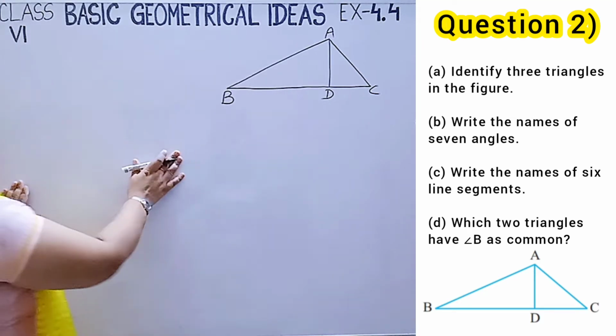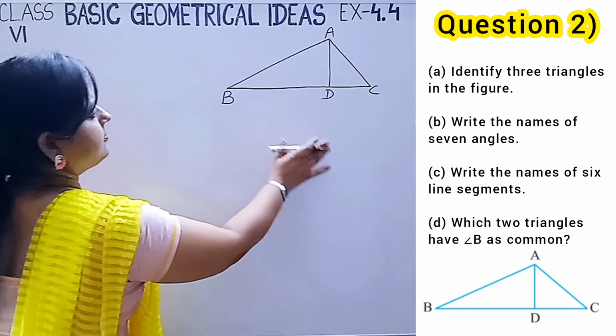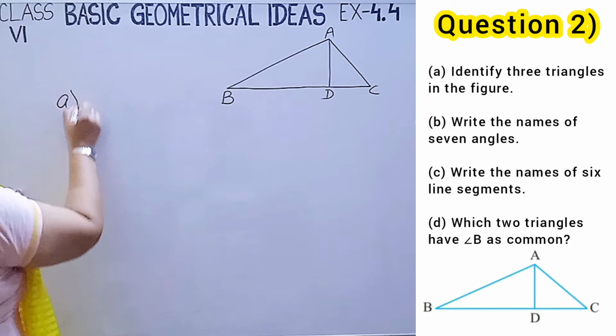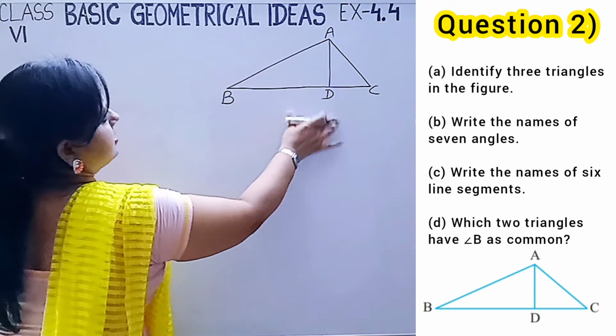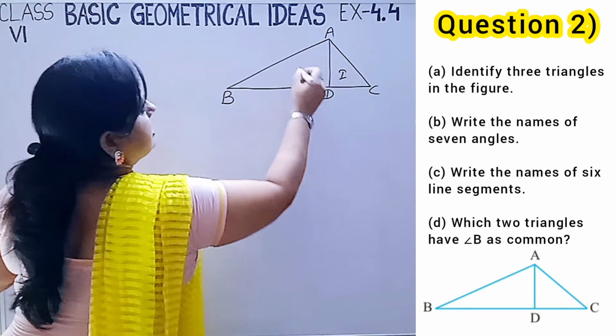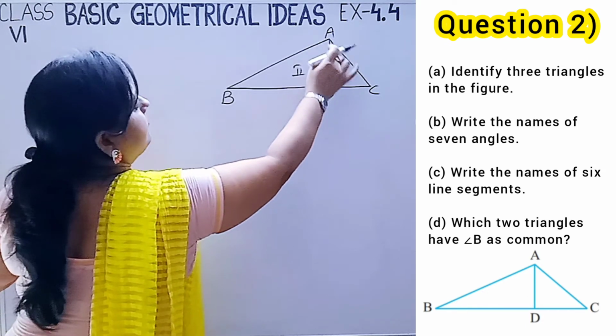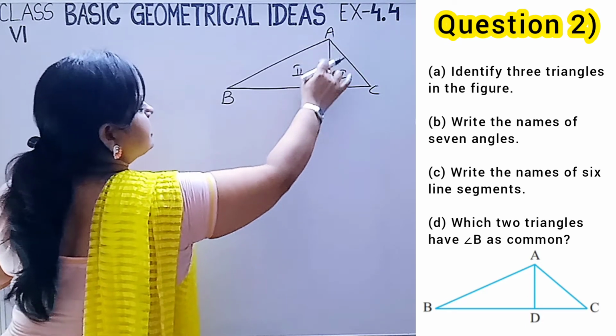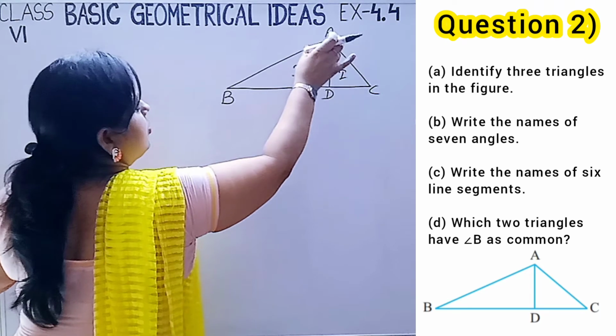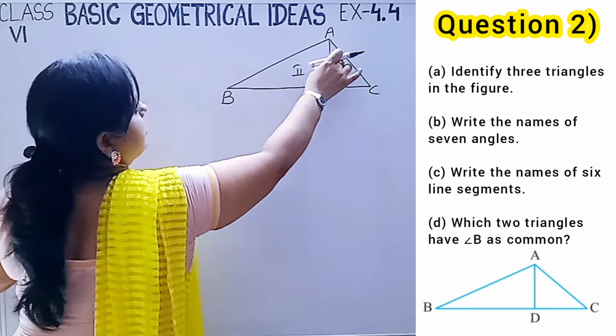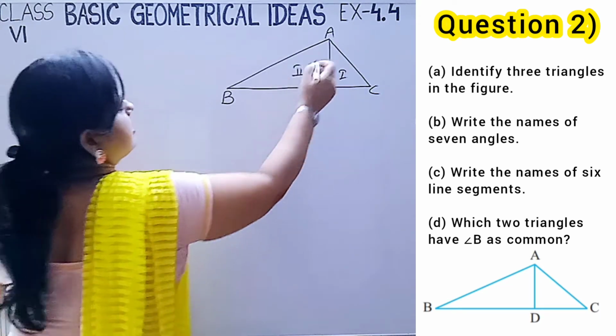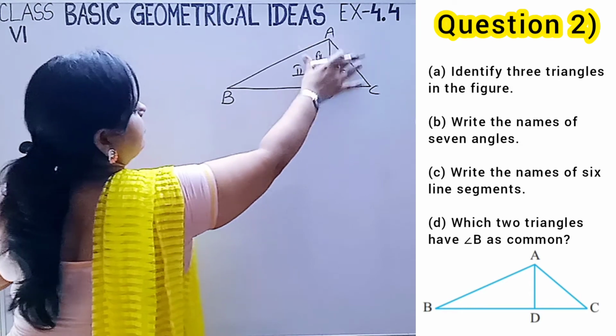So the first part is identify 3 triangles in the figure. A part. First we observe the figure. This is the first triangle. This is the second triangle. And if we delete or remove this line, we get one more bigger triangle. It means in total we have 3 triangles.